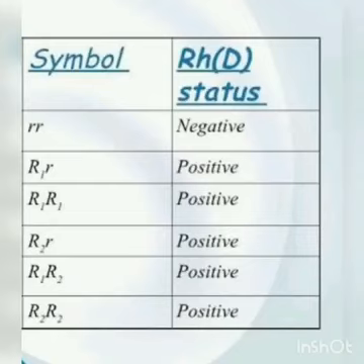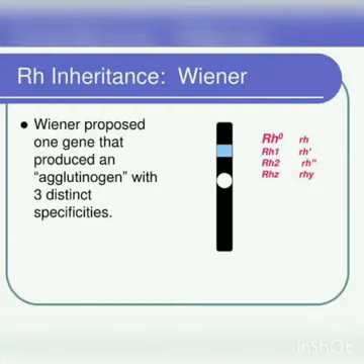All genotypes carrying the dominant R allele, capital R1, R2, R0 and RZ will produce positive phenotype, and double recessive genotype small r's will give rise to negative phenotype. The dominant character is capital R and small r is the negative character.